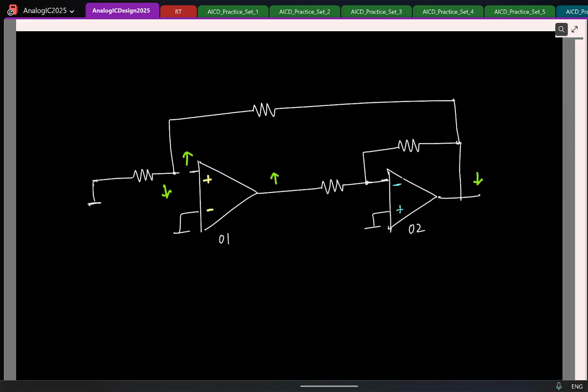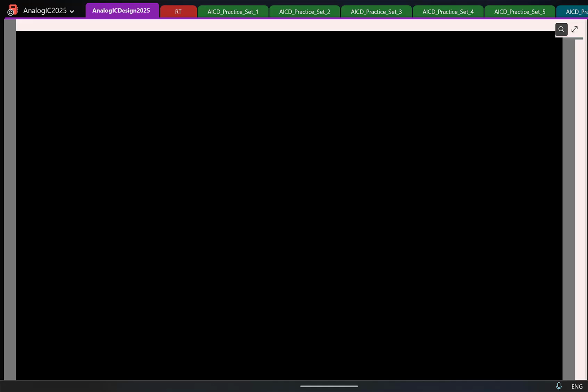So for the first op-amp, this is the plus terminal, this is the minus terminal. Again, you notice that although the feedback seems to be going to the non-inverting terminal, this is the correct way for the op-amp to be negative feedback. Right? So it is not always that the feedback should go to the inverting terminal. That is a completely incorrect understanding of negative feedback. Okay, so I'll give you one more.